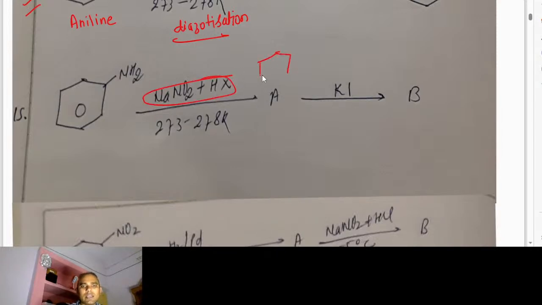So here A will be what, student? Here it will come N2Cl, friend. N2Cl, this is minus, this is plus. Now KI. So directly it is going to be replaced, right? So B will be what? Here B will come, student. Here it will be I, plus it will give N2, and KCl will be out. So this is iodobenzene that will be formed.